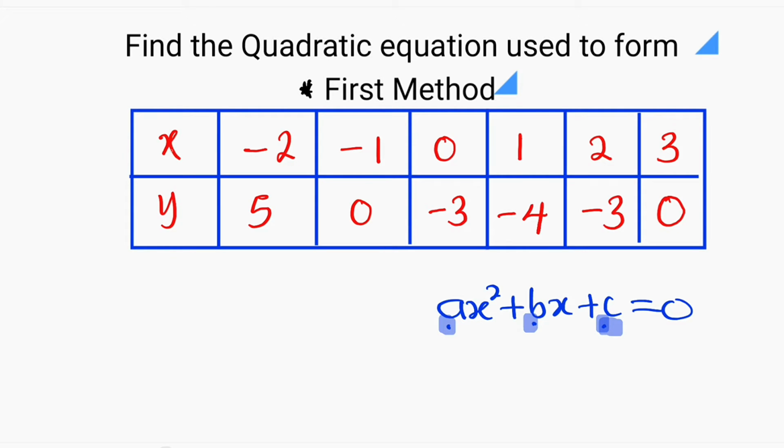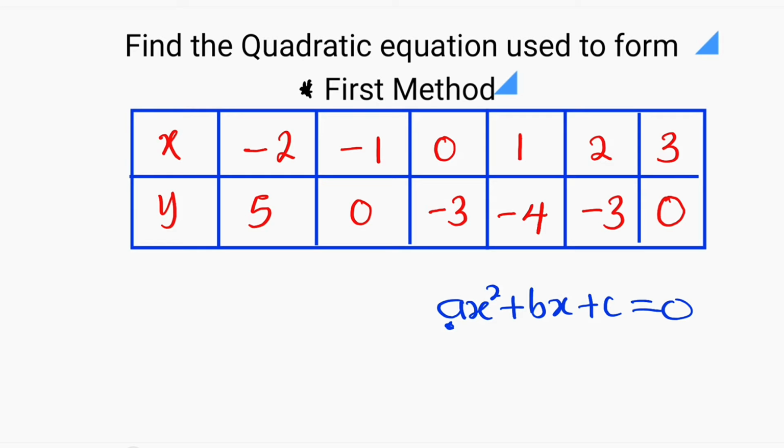So you have to look where x is equal to 0. You can see this is where x is equal to 0. And the corresponding value there, which is -3, is said to be our c. So we don't have problem with that one. And a can be obtained by taking the second difference divided by 2. That is the second difference of y values.